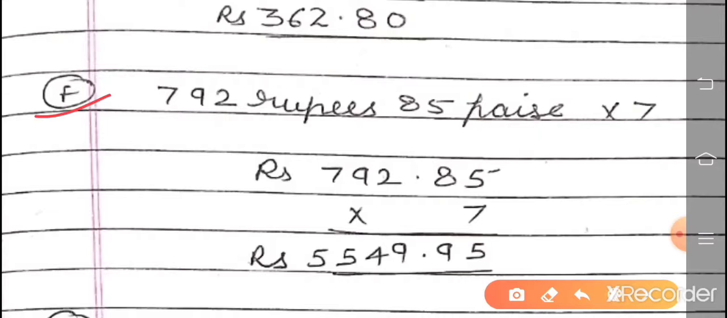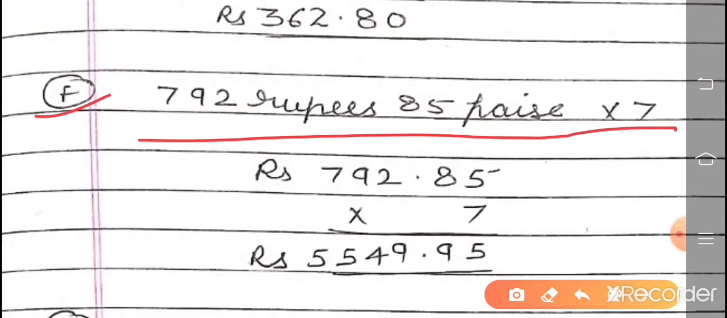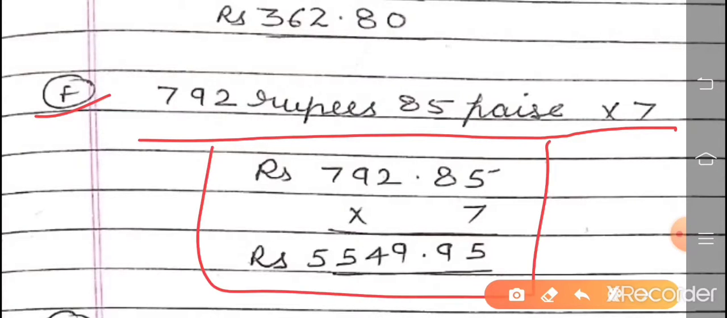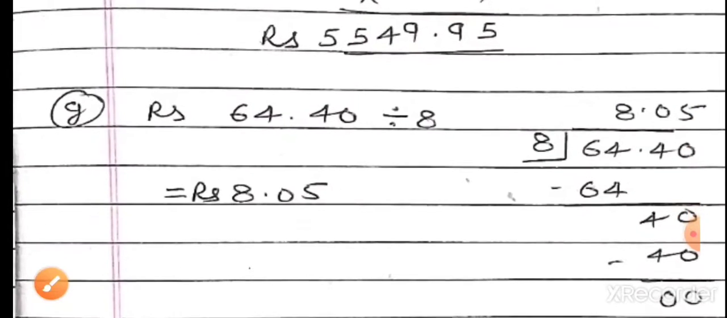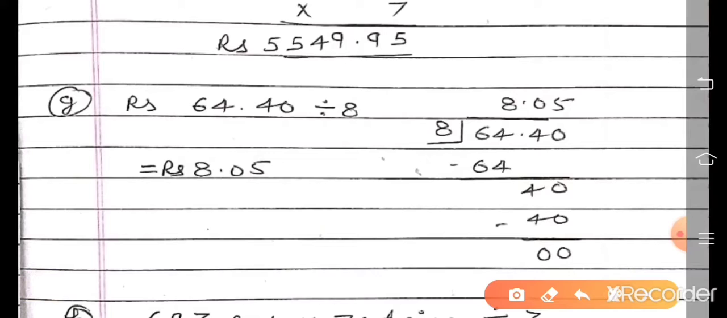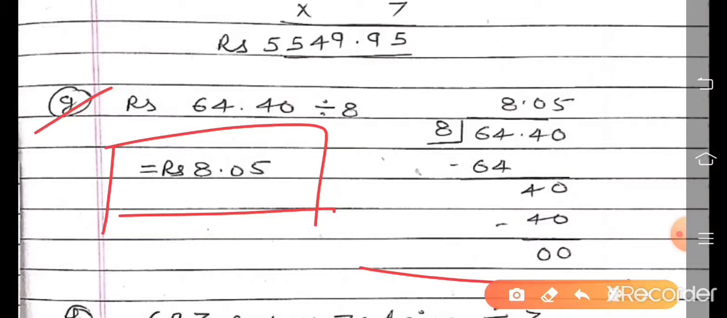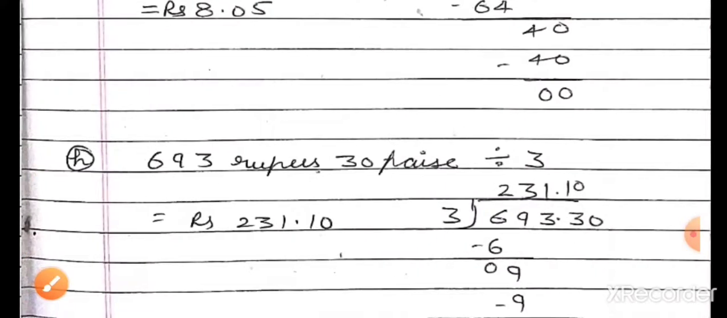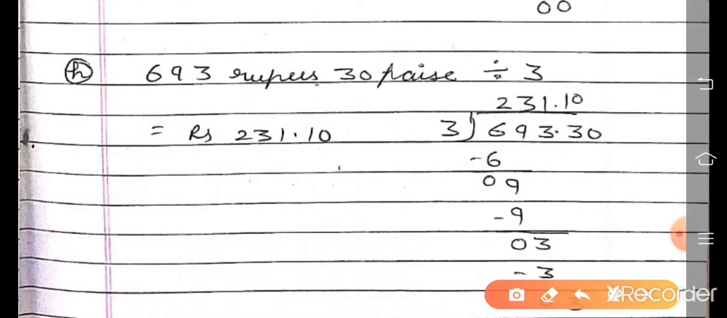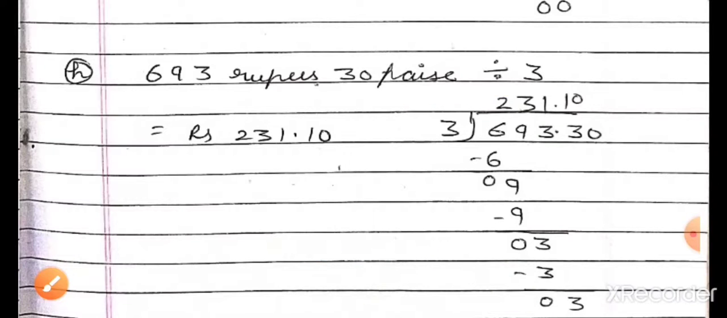Now F part, multiply. So arrange and multiply. Now division. So arrange like this and divide. Okay. This is also division. So arrange like this and do it.